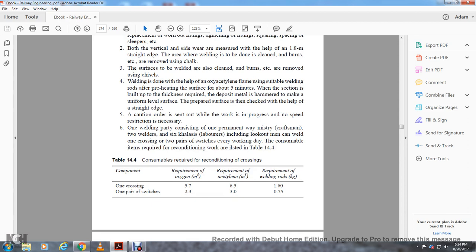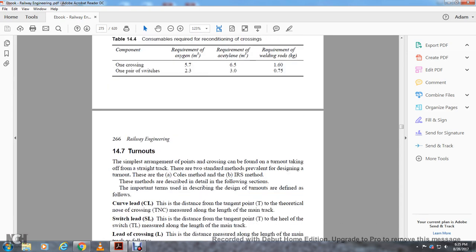Consumables required for reconditioning crossings. For 1 crossing: oxygen 5.7 meters cubed, oxyacetylene 6.5 meters cubed, and welding rods 1.6 kilograms. For 1 pair of switches: oxygen 2.3 meters cubed, acetylene 3.0 meters cubed, and welding rods 0.75 kilograms.